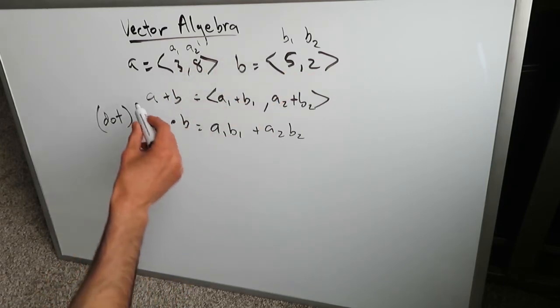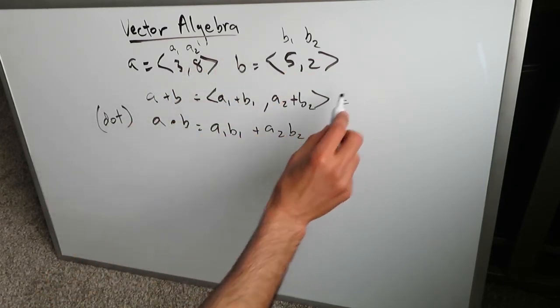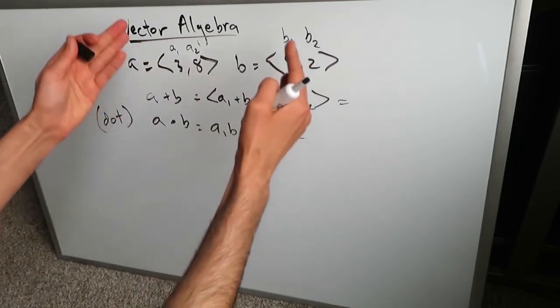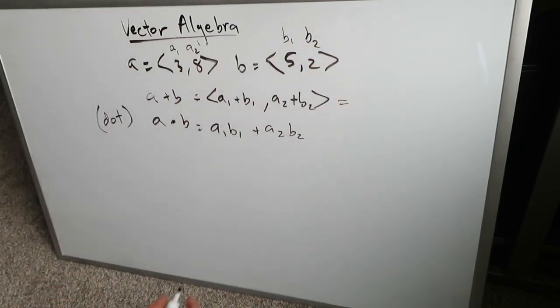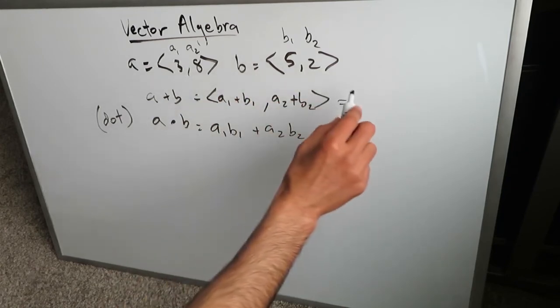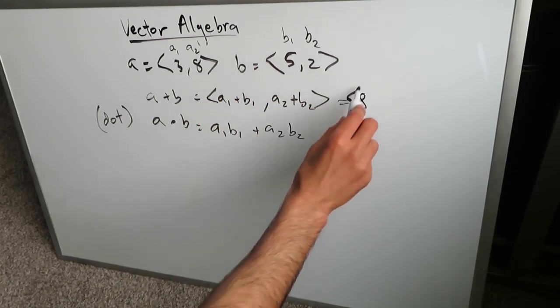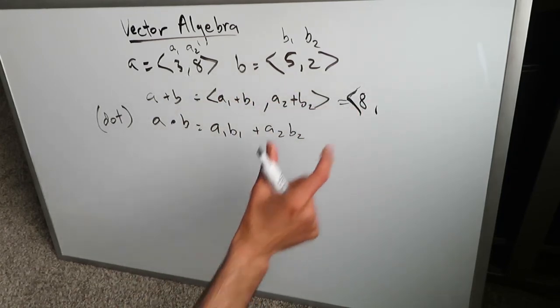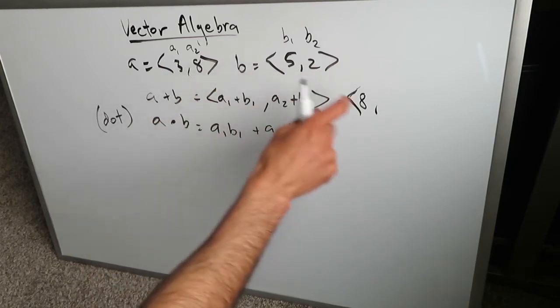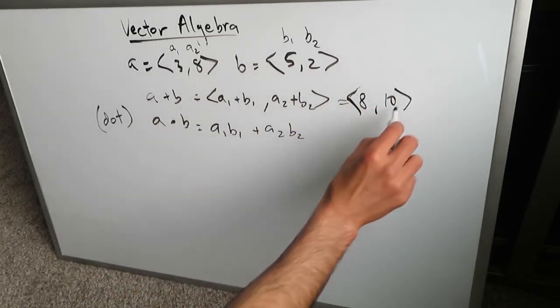So let's find the addition. Adding vectors is easy. You're just adding the x, the initial, and then you're adding the secondary, the y component. What's 3 plus 5? That's 8. Remember, this triangular bracket represents a vector component. And 8 plus 2, that's 10. So that's just the adding.